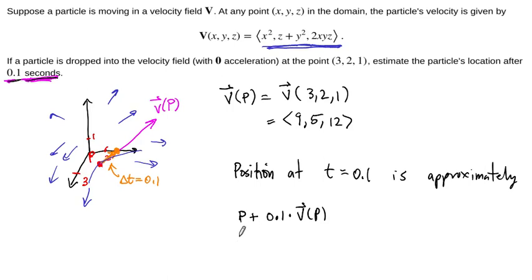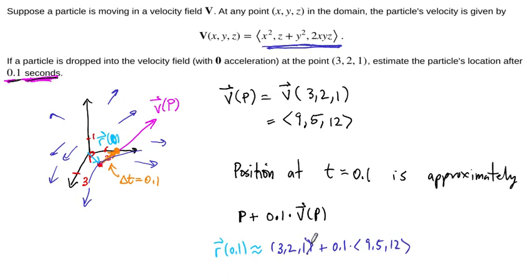Our position is approximately this much. All right. And again, one way to think of this is that we have a position vector here, call it r, and that our point P is r of 0, and we want to approximate then r of 0.1. It won't be exactly this point, but it will be about our initial point, which is (3, 2, 1), plus 0.1 times the vector that we just worked out. So 0.1 times this vector, (9, 5, 12).